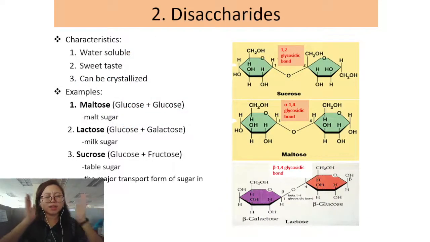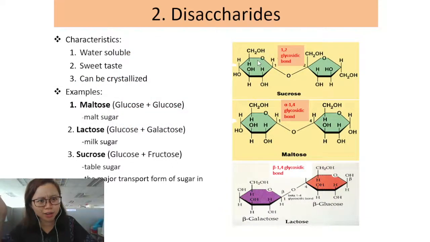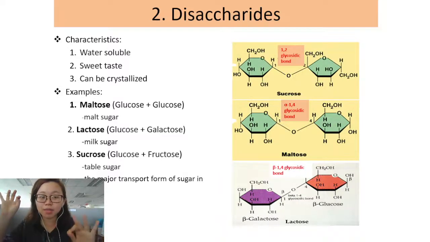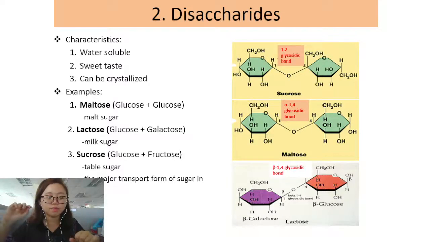Okay, what are the characteristics of disaccharides? Disaccharides are water soluble, they have a sweet taste, and they can be crystallized. Examples of disaccharides are maltose, which is glucose and glucose, lactose, which is glucose and galactose, and sucrose, which is glucose and fructose. And there are examples for each of these types of sugars up here.